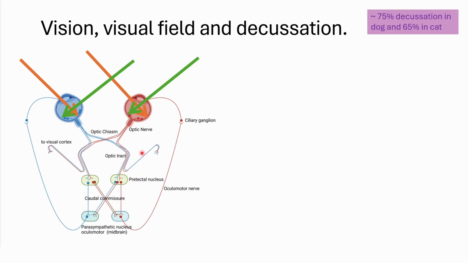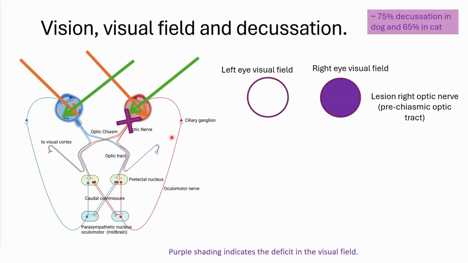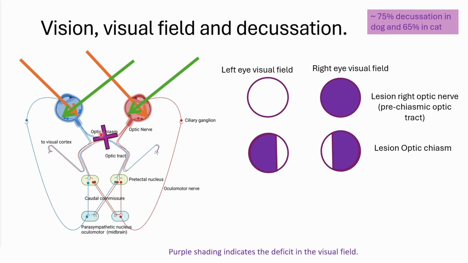So this is an important concept to remember when we're looking at blindness in the dog and the cat. So if we have a lesion here of the optic nerve, then we're stopping all fibres coming through from that right eye, and therefore this animal will be completely blind on the right, but will have normal vision on the left. However, if we look at a lesion right in the centre of the optic chiasm, and this is quite a selective lesion, I have to say.